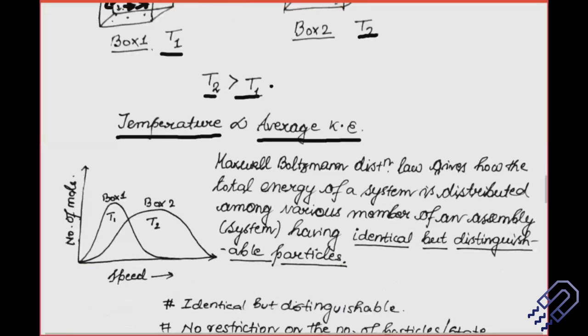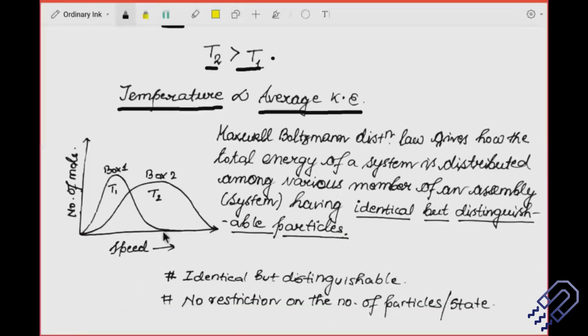But as I told you, if I have a box where the temperature is more, definitely the speed is going to be more. So what I said here is that T2 is greater than T1. Let's do a distribution here. I've written the number of molecules; you can also write it as number of particles, as they mean the same right now. And along the x-axis we have the speed.